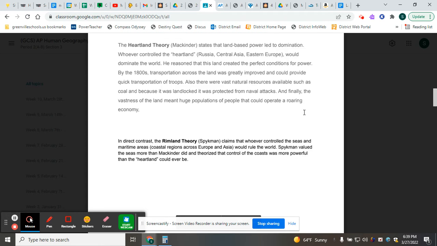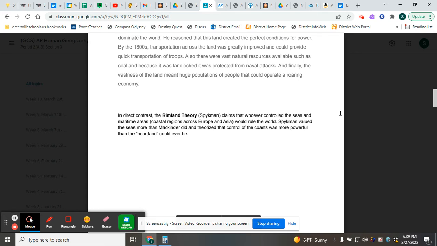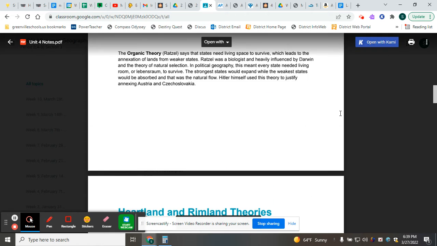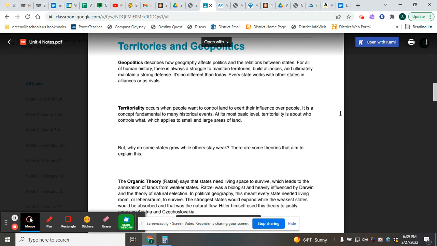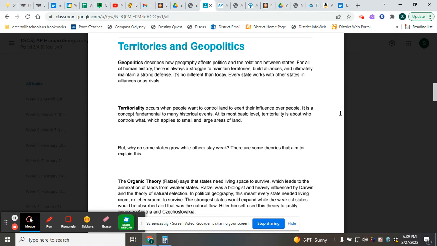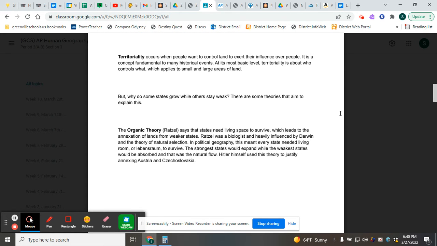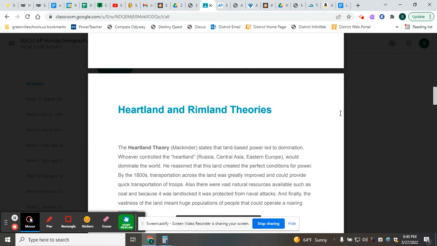In direct contrast, the Rimland theory claims that whoever controlled the seas and maritime areas, the coastal regions across Europe and Asia, would rule the world. The author of this Rimland theory, Spykman, valued the seas more than Mackinder did and theorized that control of the coasts was more powerful than the heartland could ever be. But again, when we're talking about why some countries grow and others stay weak, one theory to explain that is what's called the organic theory.